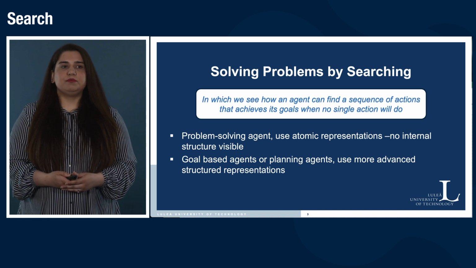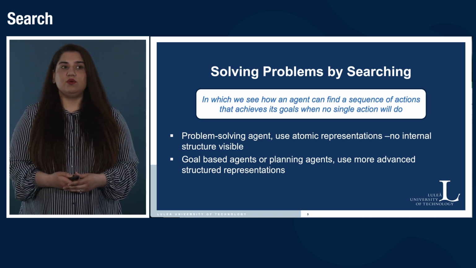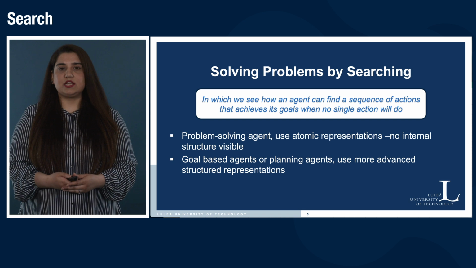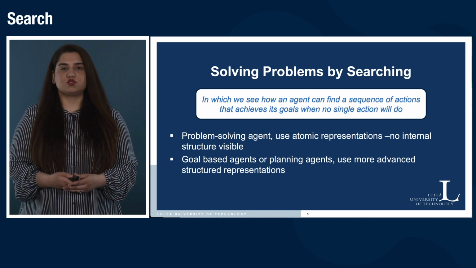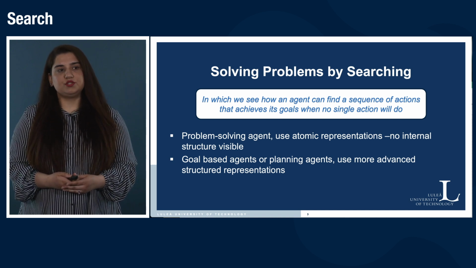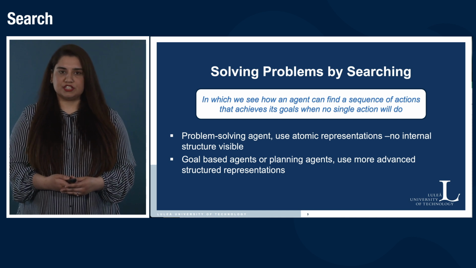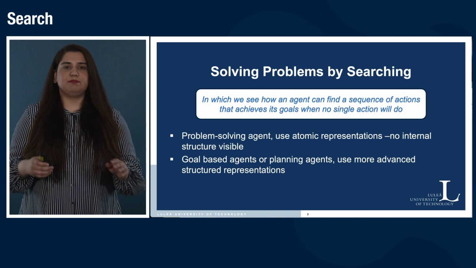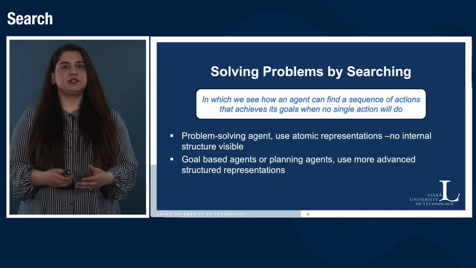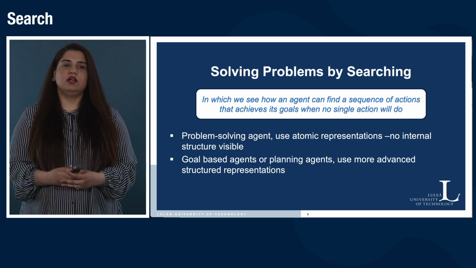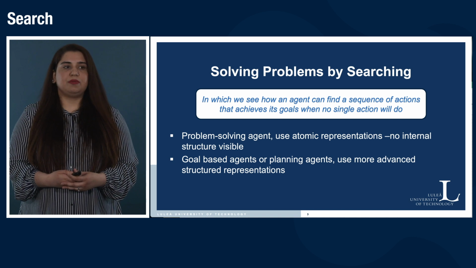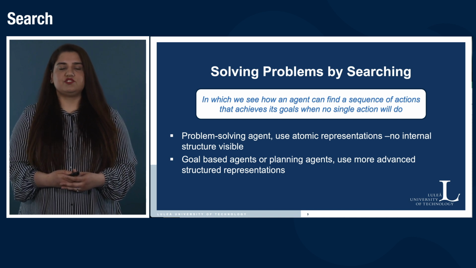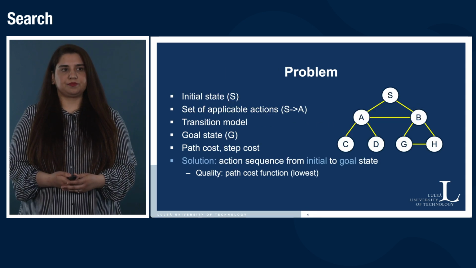So solving problem by searching, in which we see how an agent can find a sequence of actions that achieves its goal when no single action will do. So problem solving agents use atomic representation where there is no internal structure visible. So it's a black box which is performing actions, but we don't know how it is performing. And goal-based agents or planning agents use more advanced structural representations.